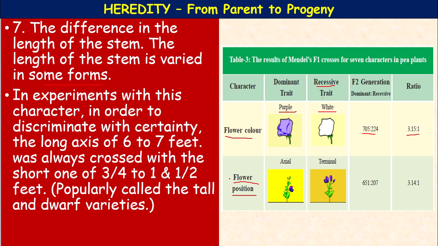3.15:1. Whereas flower position, the dominant one is axial, that is on the sides, branches near, whereas terminal means at the tip. So the dominant is axial position, and the terminal is at the tip. If you compare these two, 651 axial position and 207 terminal position. The ratio was 3.14:1. So these he mentioned in the form of a table.